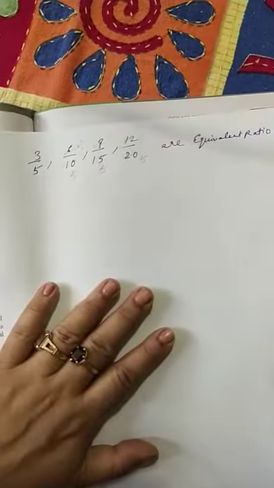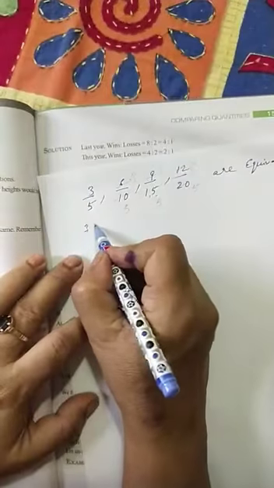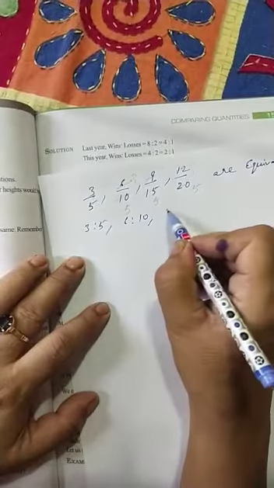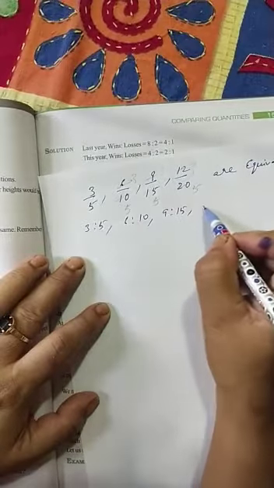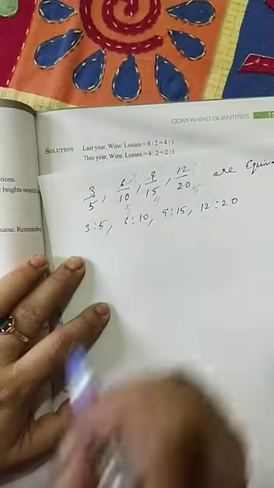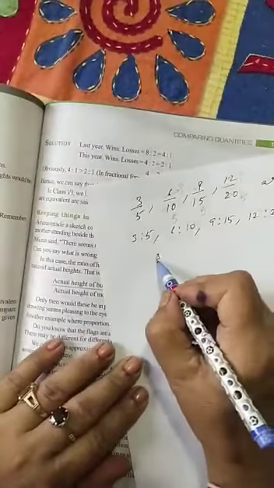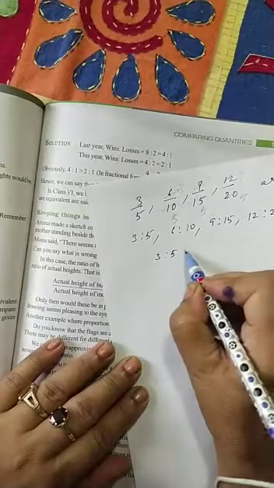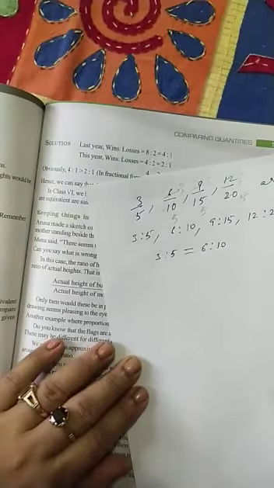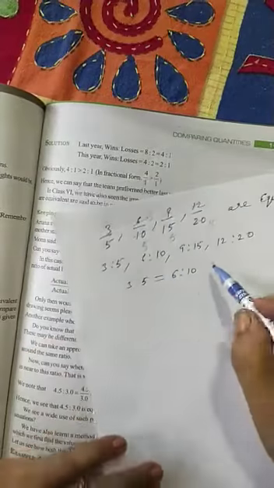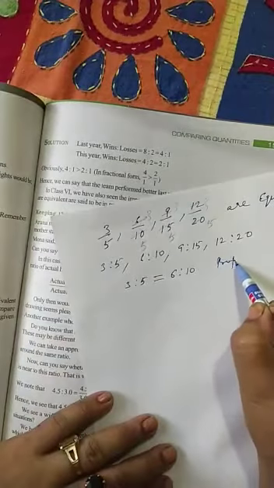3 upon 5, we will write 3 ratio 5. 6 ratio 10. 9 ratio 15. 12 ratio 20. They are equivalent fractions, they are equivalent ratios. So 3 ratio 5 is equal to 6 ratio 10. Now here 2 ratios are equal, we say they are in proportion.